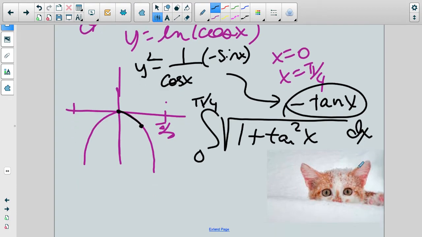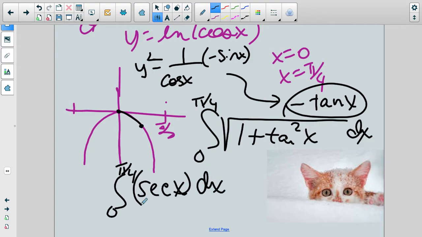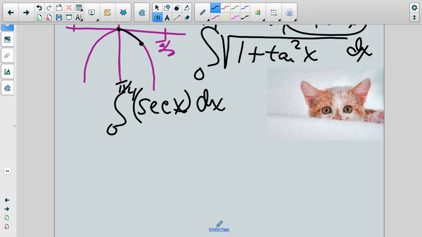You have no calculator at this moment. What would you do next? What's 1 plus tan squared? Secant squared. And so if I take the square root of that, I have secant x. Yes. But my guess is, if you're like most of my students over the years, that you have not really super memorized those formulas yet.